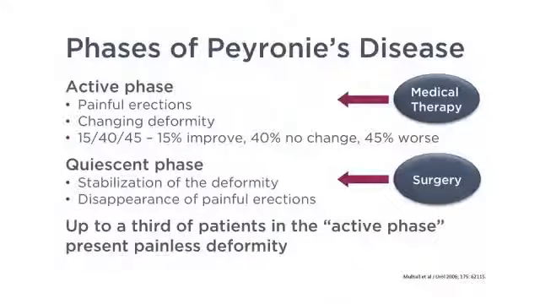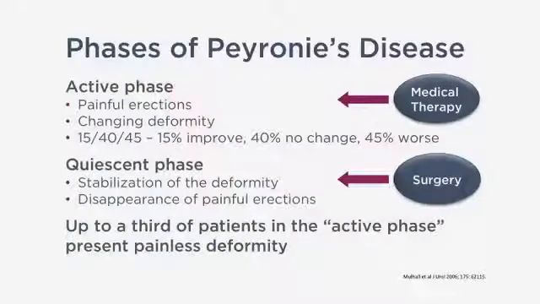You should understand the physiology of what's occurring when a patient has Peyronie's disease. There are 2 phases. There's the active phase and there's the quiescent phase, or the stable phase. The active phase is typically about 12 months from the onset of the condition. The active phase is associated with painful erections, and what I teach the residents is the 15-40-45 rule. In other words, 15% of patients will have an improvement in their condition during that first year. 40% of patients will have no change at all, and 45% of patients will actually get worse during that first year.